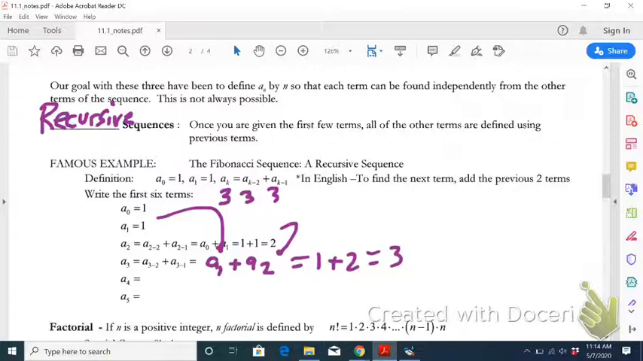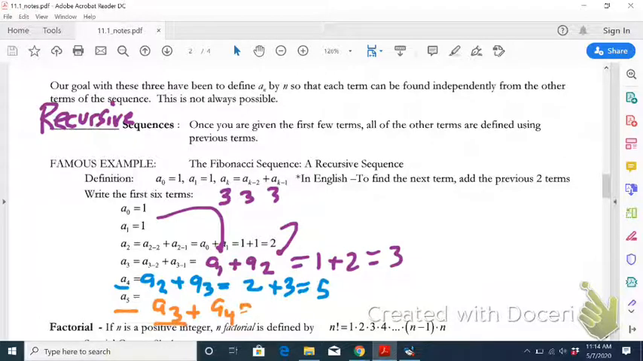If I keep going, a sub 4 is going to be a sub 4 minus 2, which is a sub 2, plus a sub 4 minus 1, which is a sub 3. A sub 2 is 2, a sub 3 is 3, so we get 5. So the fourth term is 5. Then we can go ahead and do a sub 5. A sub 5 would be a sub 5 minus 2, which is a sub 3, plus a sub 5 minus 1, which is a sub 4. Now I take the third term and replace it with 3, and add it to the fourth term, replacing it with 5. And then I get 8.